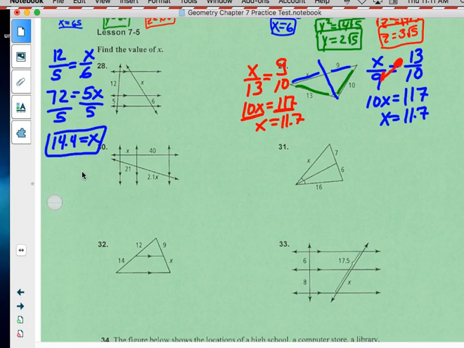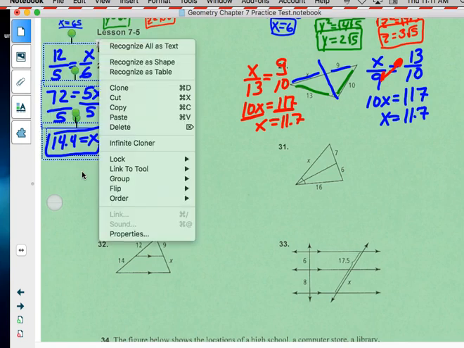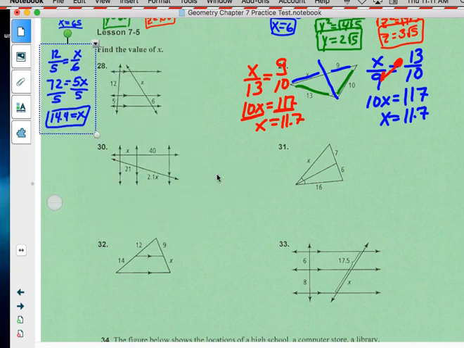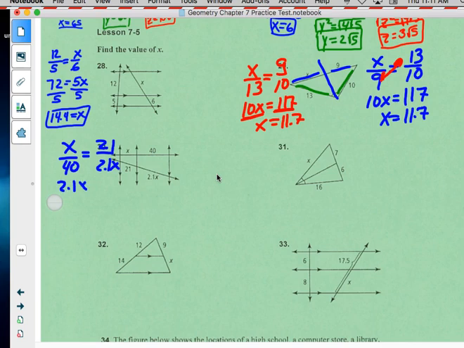Now in problem 30, excuse me, I'm going to group these and get that out of the way. Problem 30, I'm looking at side splitter again. So I've got x is to 40 as 21 is to 2.1x. So I've got 2.1x squared is equal to 40 times 21, which equals 840. Now I'm going to divide 840 by 2.1.